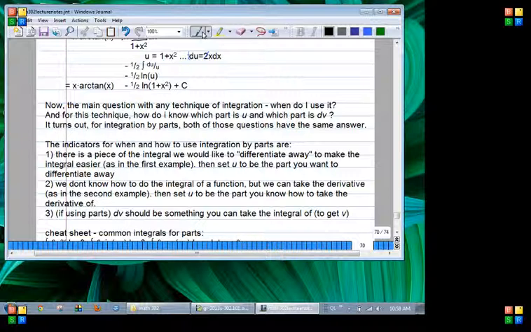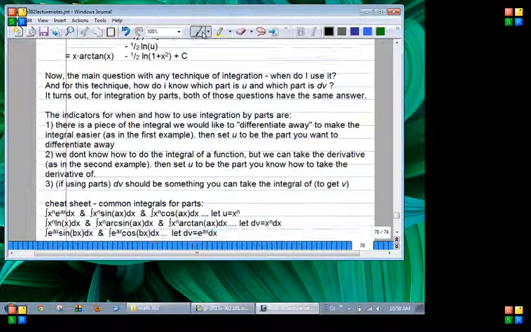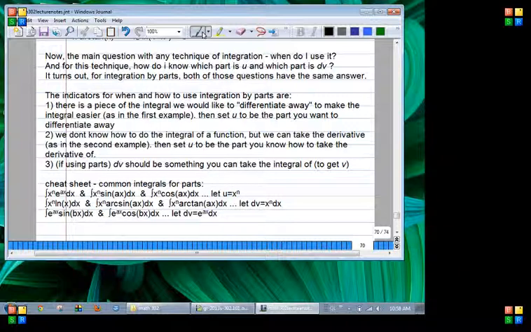When and how do we use integration by parts? The first simple case we saw is when there's something you'd like to differentiate away, and then that's going to be your u. The second one is if you have an expression that we don't know how to take the integral of, but you do know how to take the derivative of it. Make that your u, and then the rest dv. And here's the cheat sheet for common integrals by parts.